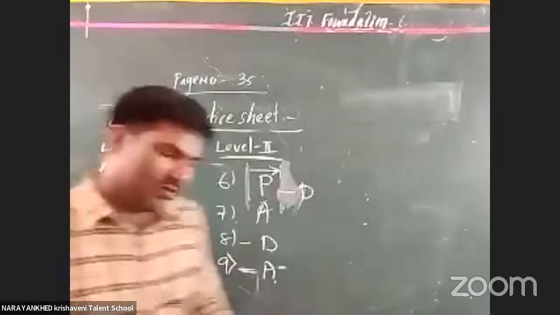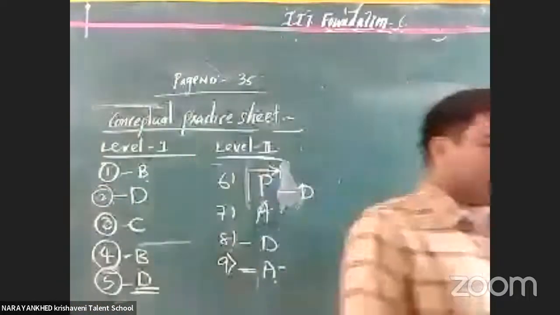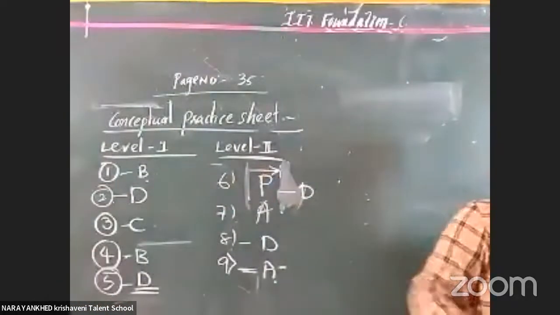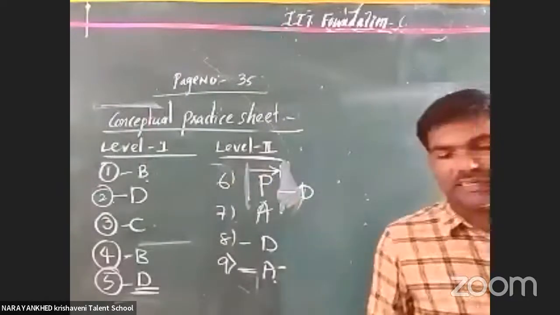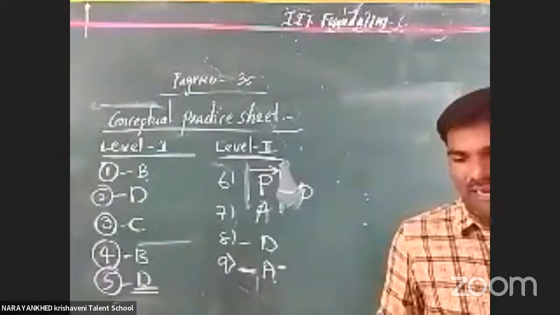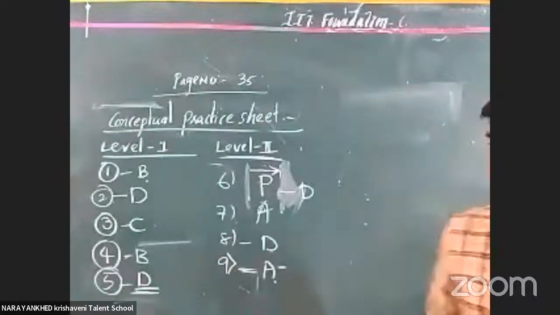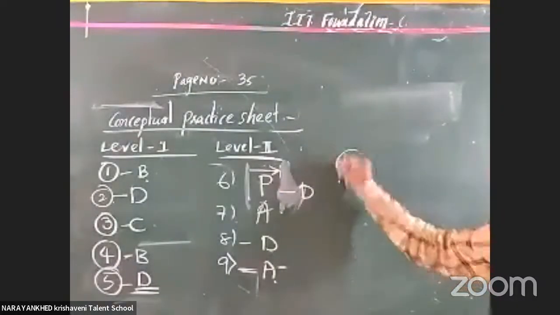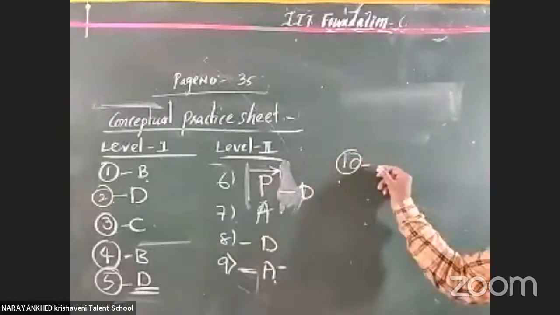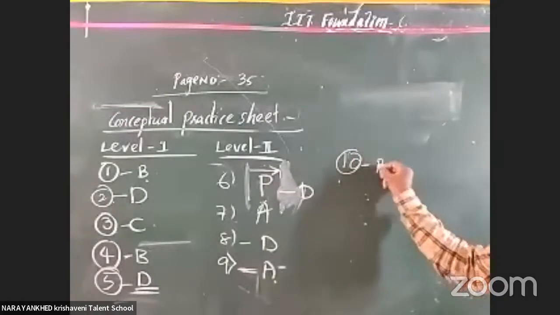Clear. Next, 10th one. A quantity described by both magnitude and direction is called what? Vector. The question has been repeated many times. The 10th question answer is B.